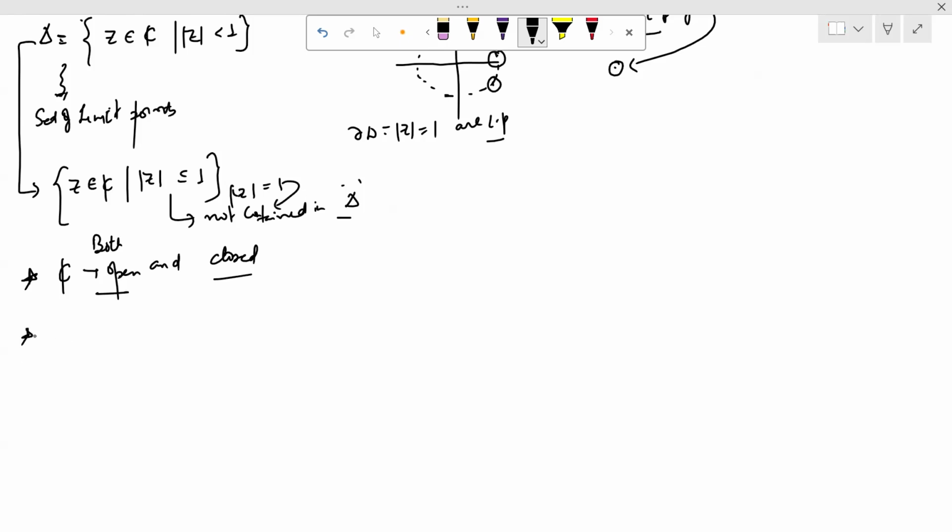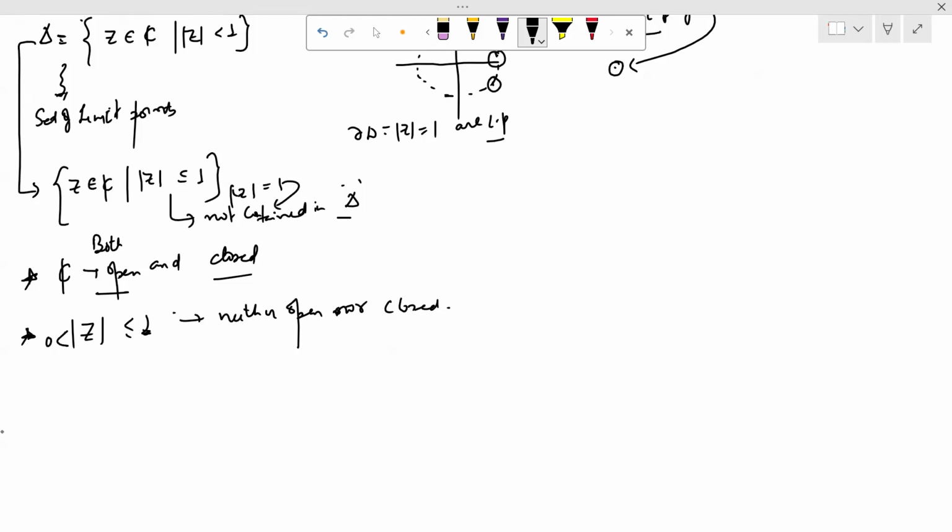It is not always that every set is only open or only closed. There may be a possibility that a set is neither open nor closed. For example, if I make a disk with mod z less than or equal to 1, and then remove part of it this way, correct, now this is neither open nor closed. Yes, sir. So all these things you have to remember. I think you can do it on your own, so I'm not focusing much on these.